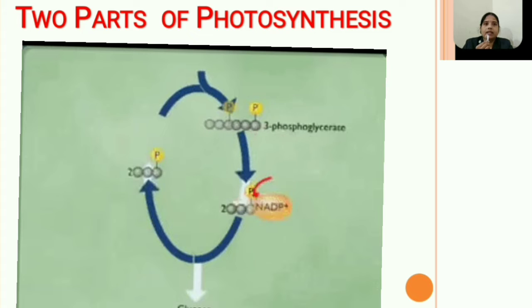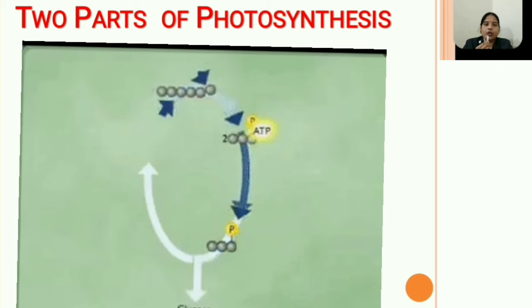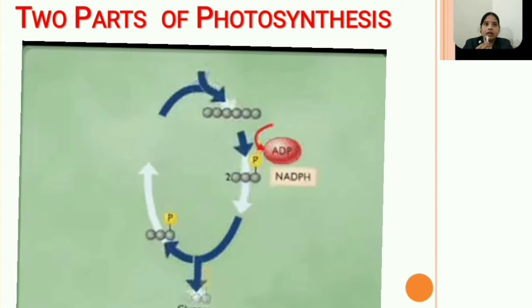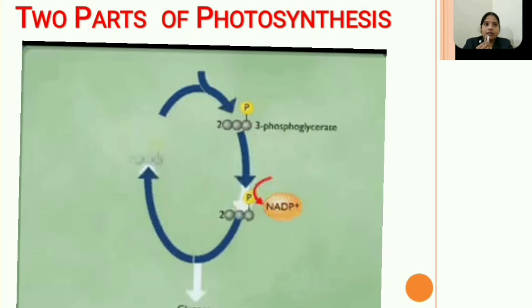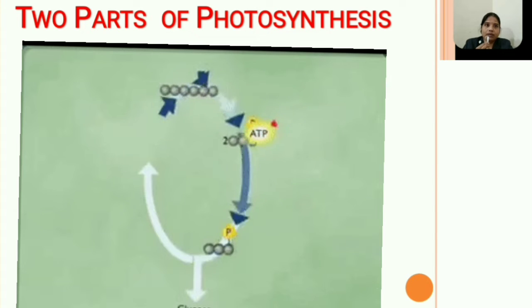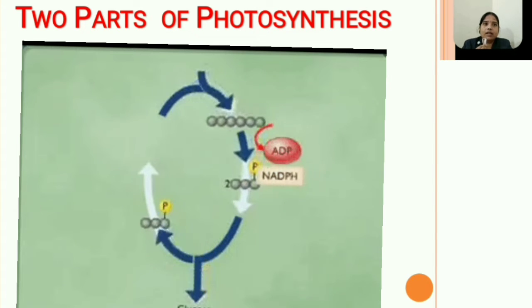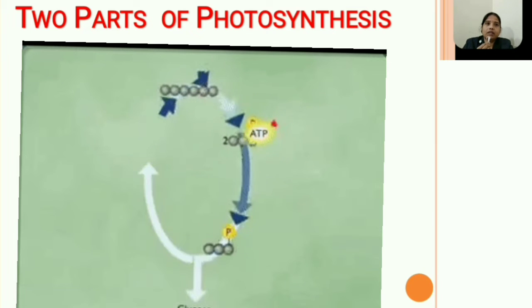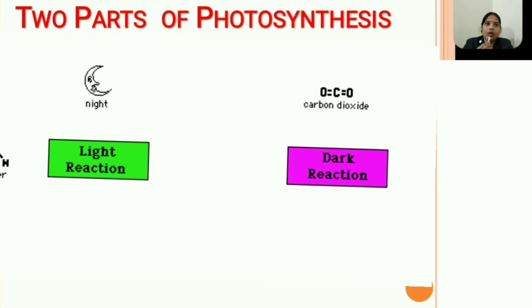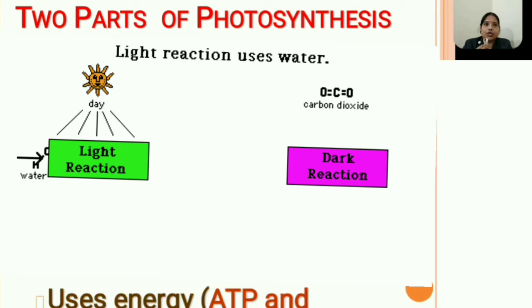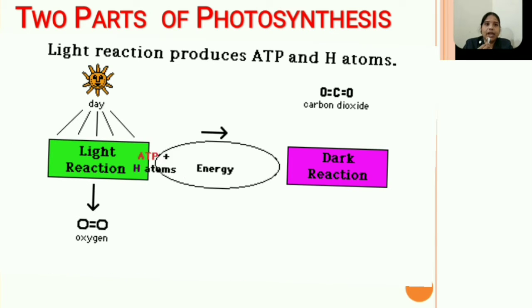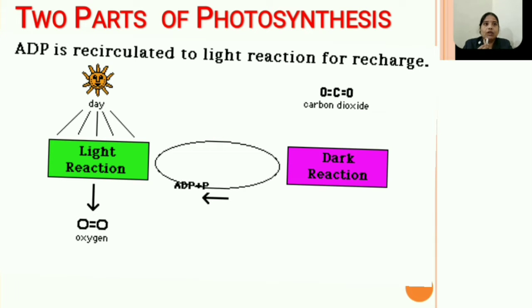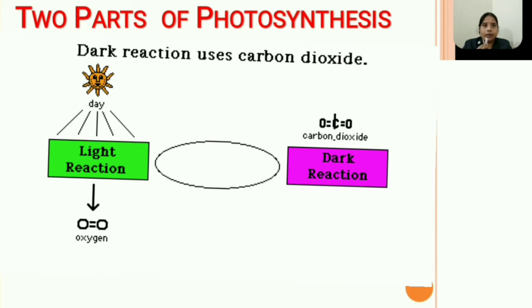Second is the dark reaction. It's also known as the Calvin cycle, the light independent reaction. Another name is carbon fixation or C3 fixation. It uses the energy, ATP and NADPH, from the light reaction to make glucose or sugar.